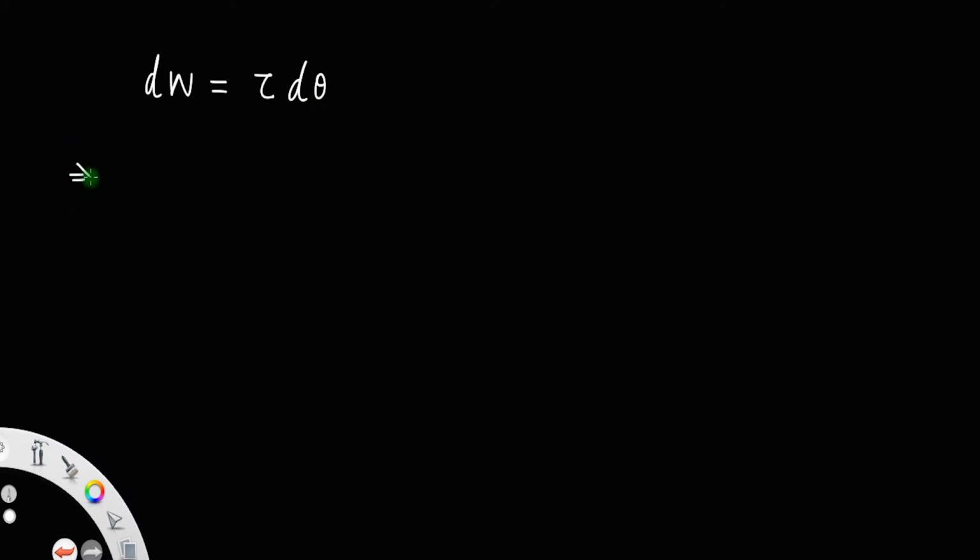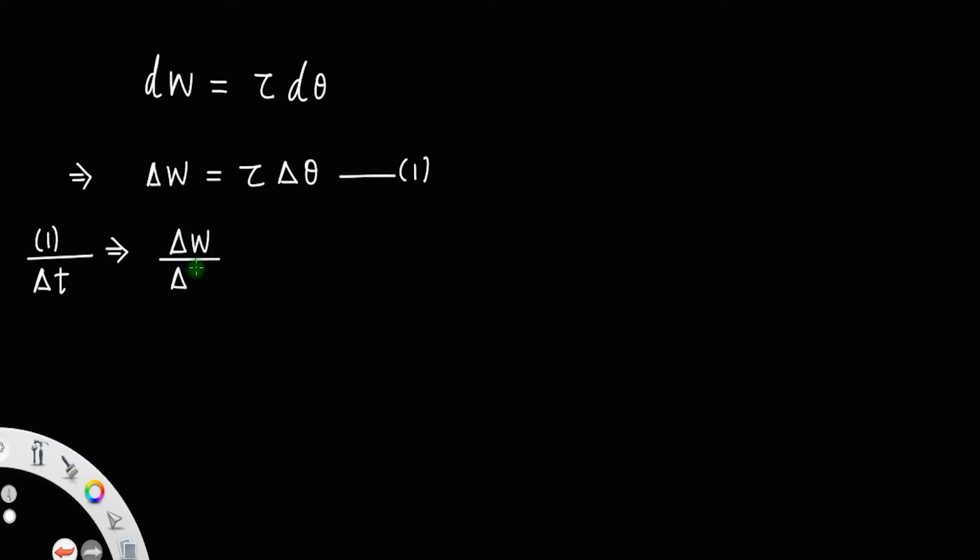We can write this as delta W, change in work, is equal to tau times change in angle or angular displacement. Let's call this equation number 1. And if you divide equation number 1 completely with the term change in time, you will get delta W divided by delta T is equal to tau times delta theta by delta T. Or you can write this as delta W by delta T is equal to tau into delta theta divided by delta T.